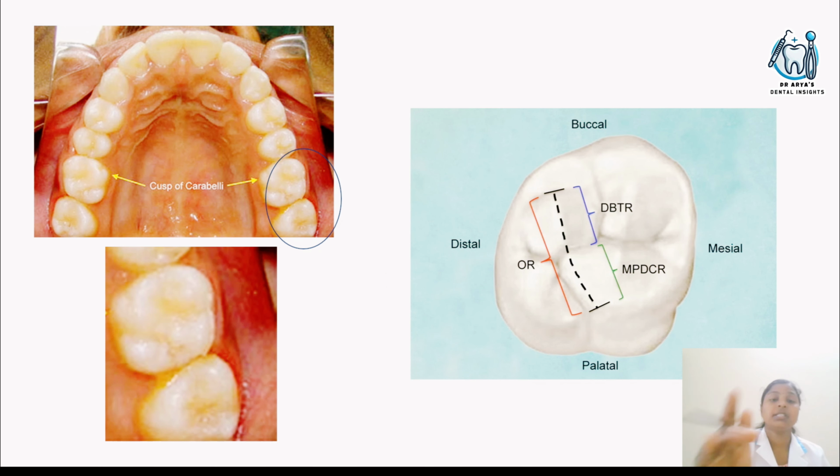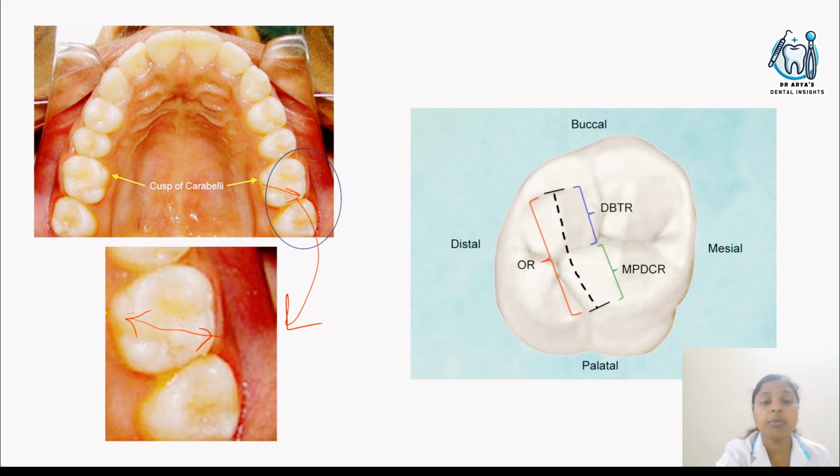Here, this is the cusp of Carabelli. The cusp of Carabelli is also seen in the maxillary first molar. This is a zoomed version. Here, this is the cusp of Carabelli. But here our question is the oblique ridge. This is the oblique ridge.